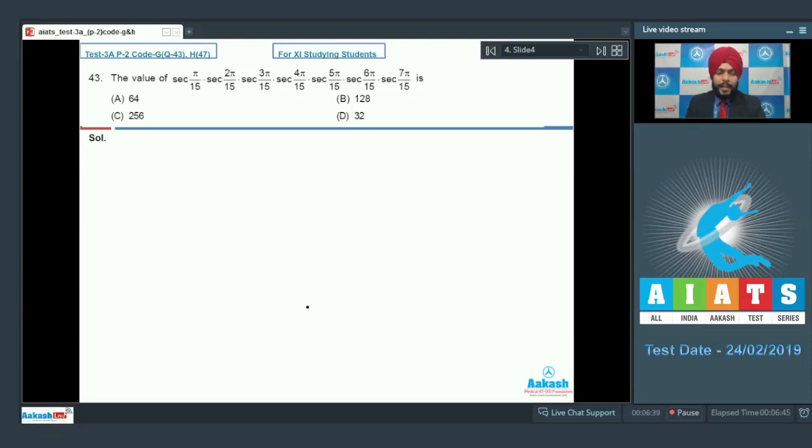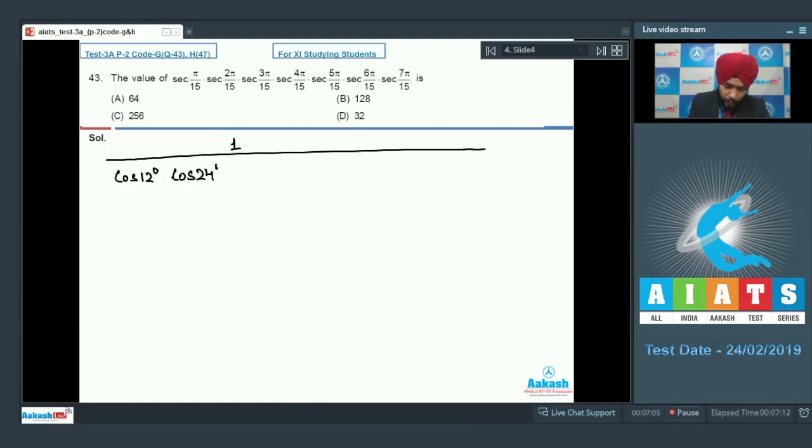Question number 43 says that the value of secant pi by 15 into secant 2 pi by 15 into secant 3 pi by 15 into secant 4 pi by 15 into secant 5 pi by 15 into secant 6 pi by 15 into secant 7 pi by 15. Pi by 15 is an angle which is equal to 12 degrees if we talk about in degrees. All the terms are in secant, so I can calculate the reciprocal, that is 1 upon cos 12 degree, cos 24 degree, cos 36 degree, all the multiples of 12, cos 48 degree, cos 60 degree, that is simply pi by 3, cos 72 degrees and cos 84 degrees.